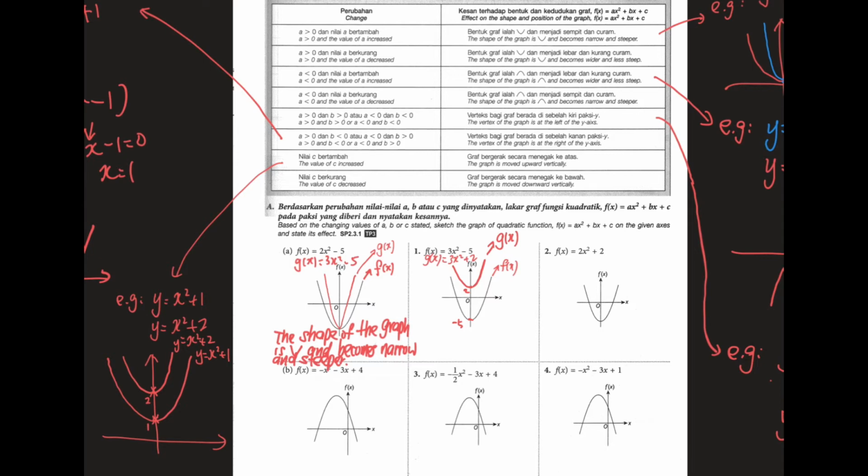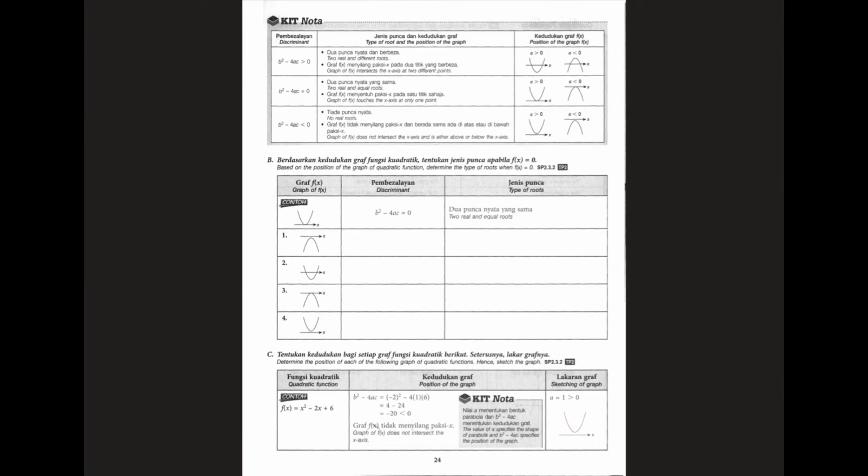Okay, now we write the effect here. Just copy the second last row. The graph moves upward vertically by 7 units. You know, -5 to 2 is 7 units. Okay, so something like this. So let's move on. This one's settled already. Okay, so we look at the next page.